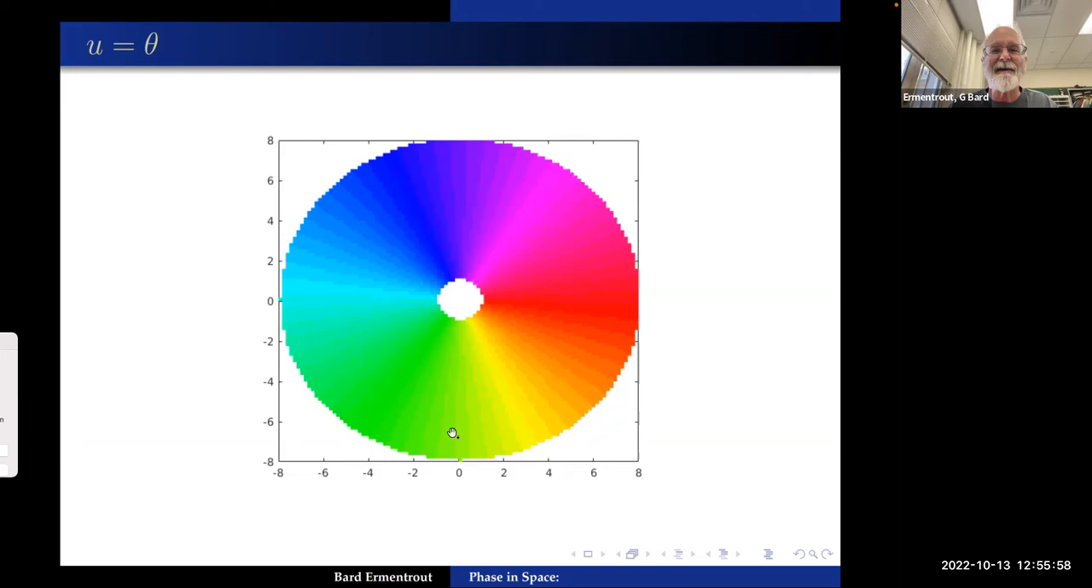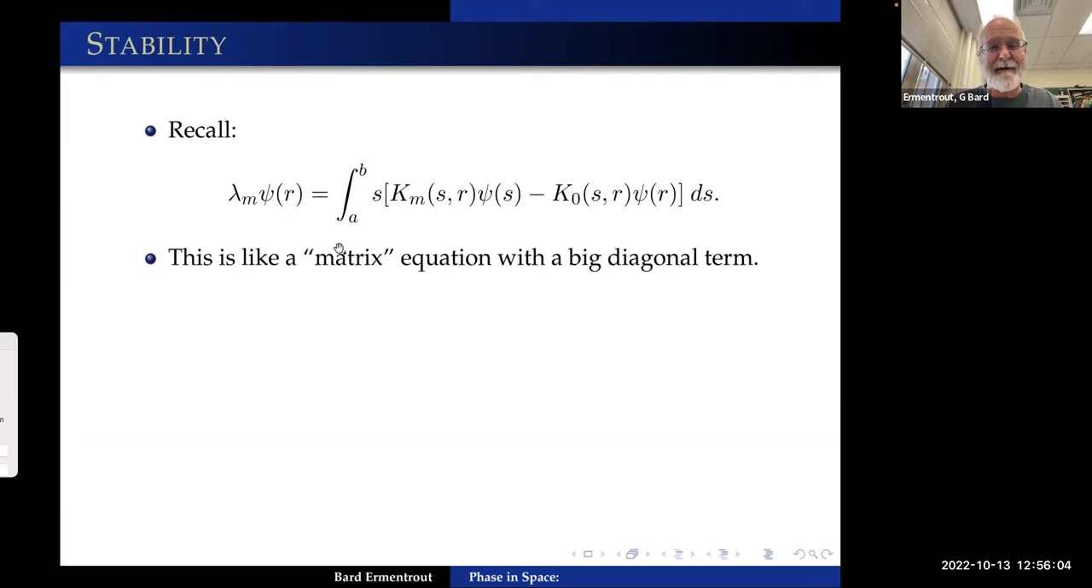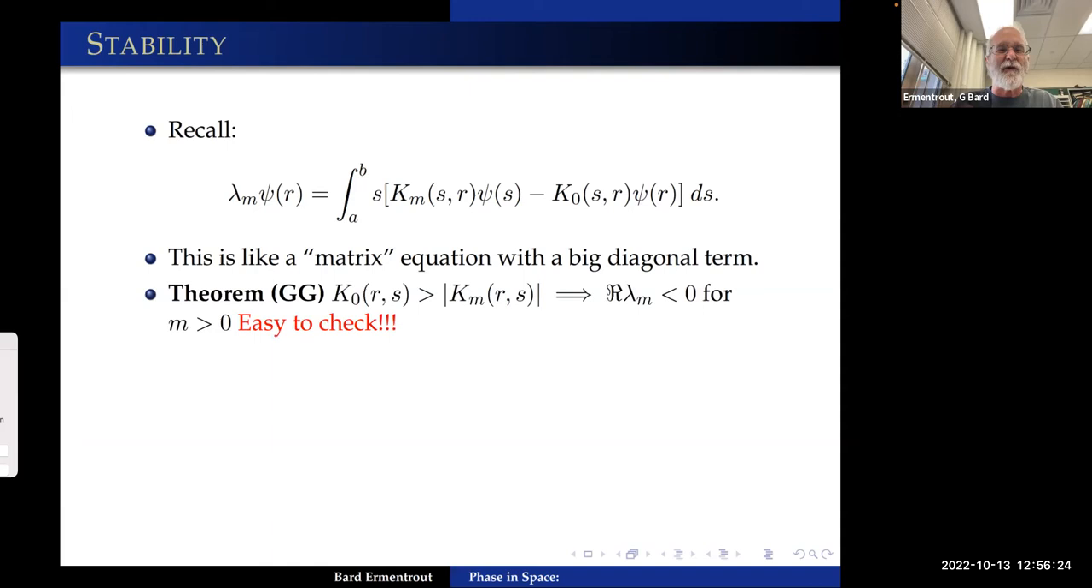And let's go back to the stability. All right, this looks like a matrix equation. Just looks like an infinite dimensional matrix equation. Think of these as matrices. And there's this big diagonal term. So when I see a big diagonal term, the first thing I think of is the Gersh-Gorin circle theorem. Is there anybody out here who knows that theorem?